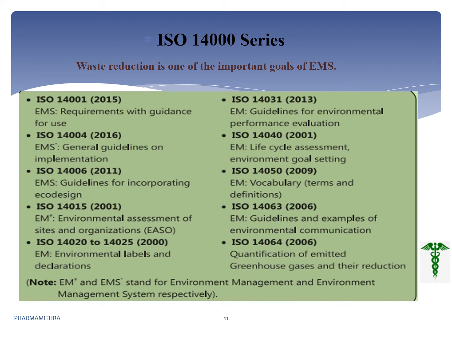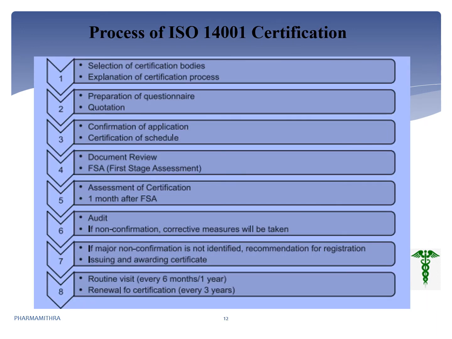So when we see the ISO, we can see a number of 14000 series. Whatever it is, in this ISO 14000 series, the important goal of this environmental management system is the waste reduction. So we can see starting from ISO 14001 to ISO 14064. So we can see EM as well as EMS in the system. EM means environment management, EMS means environment management system implemented in each ISO. So whatever number or series, we have to follow the same certification process.